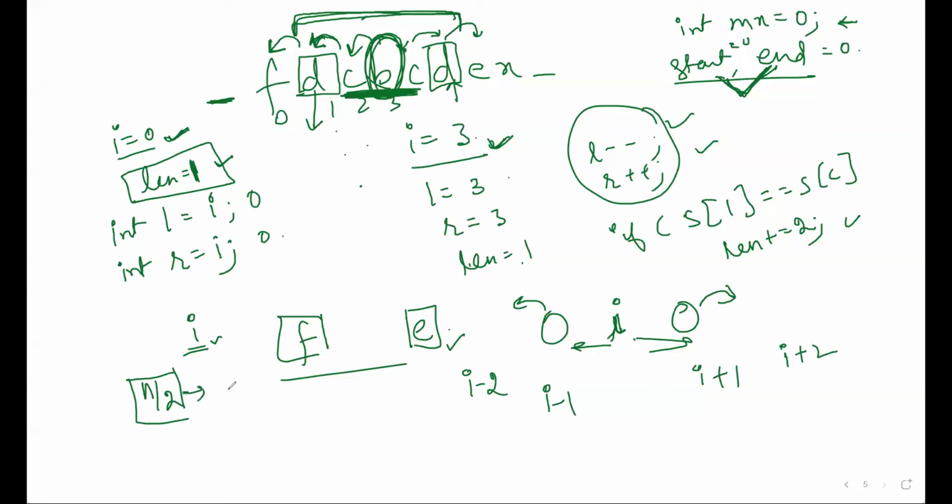So if I take it as n operations, my time complexity will be n into n. One n is for considering all the indexes, and this particular n is for when I am moving in both directions of index I. So this is for odd length.